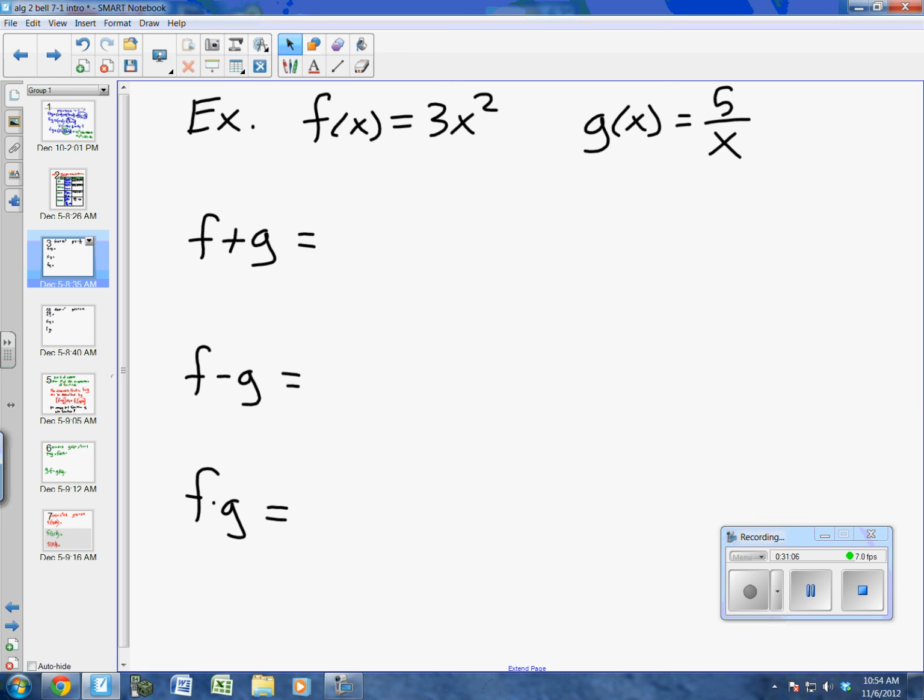All right, I want you guys to do this one right here. Here's my two functions. Here's function f, here's function g. I want you to add those two functions together, then subtract them, and then multiply them.